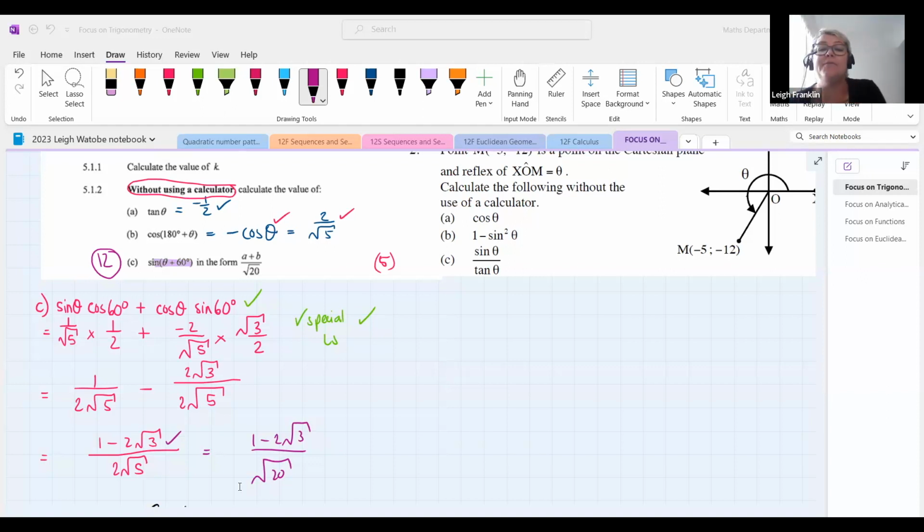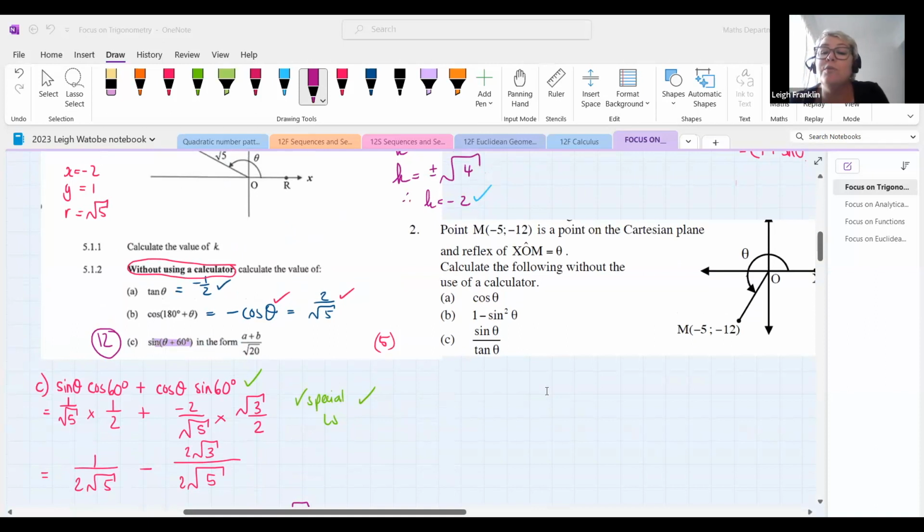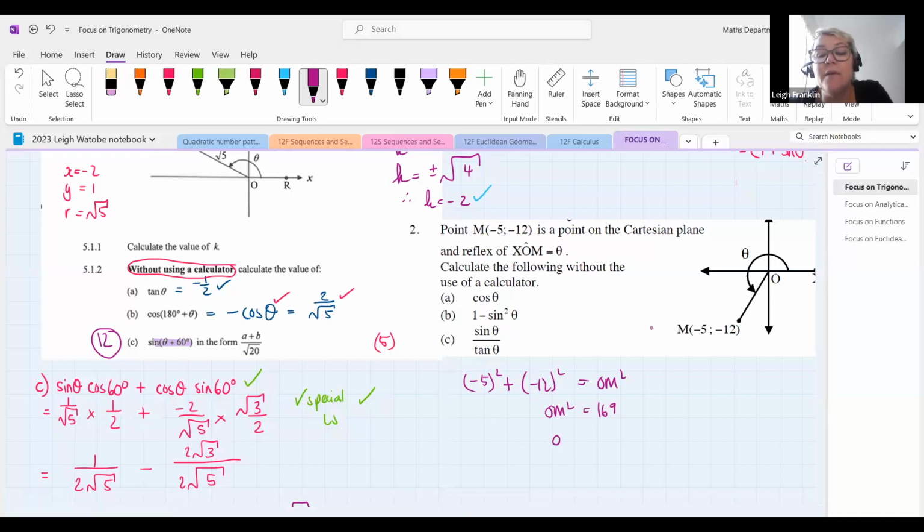That's done. Okay, so grade 11s, I don't know how you managed to get on with this particular question while we were busy talking. What you would have needed to do here was use the theorem of Pythagoras in order to calculate the value of OM, which would have been R in this case. So you should have gone minus 5 squared plus minus 12 squared equals OM squared. You should have worked out that OM squared was 169 and that OM was equal to 13.